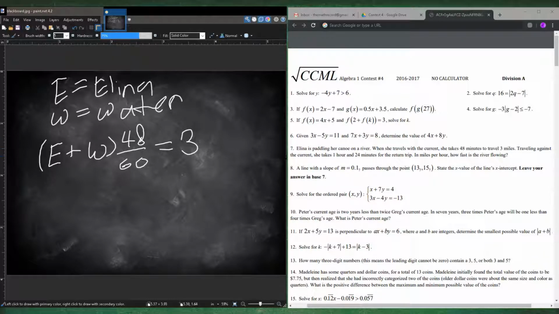And traveling against the current, it's her speed minus the water speed.